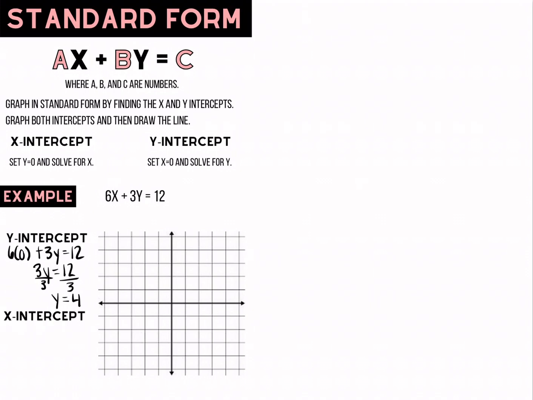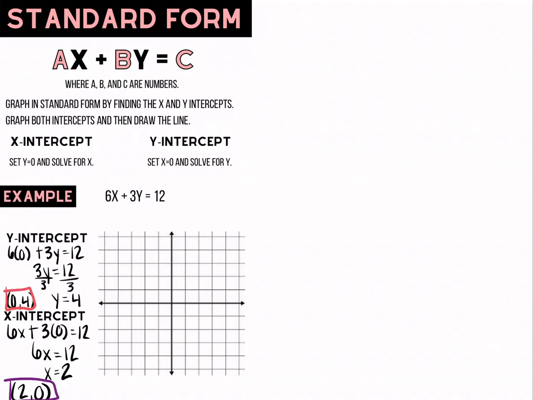Then we're going to find the x-intercept, so we set y equal to 0. 6x plus 3 times 0 equals 12, so 6x equals 12, so x equals 2. The ordered pair we're going to graph is 2, 0, because the x value is 2 and the y value is 0. I'm going to graph this one in red and this one in purple.